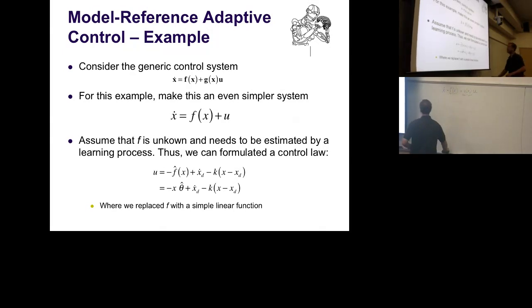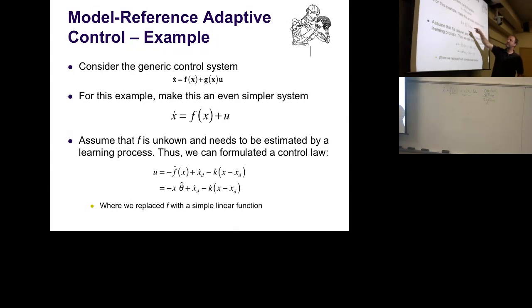So you can just write this down here one time. This is the control affine system. Very nice. Good. Let's try to develop an adaptive control law for this very simple way.